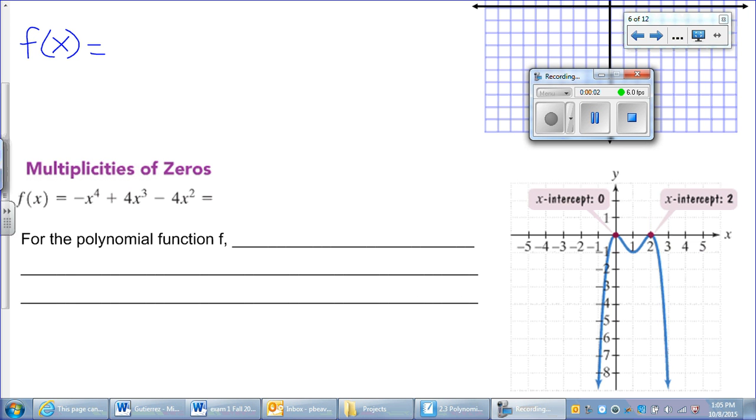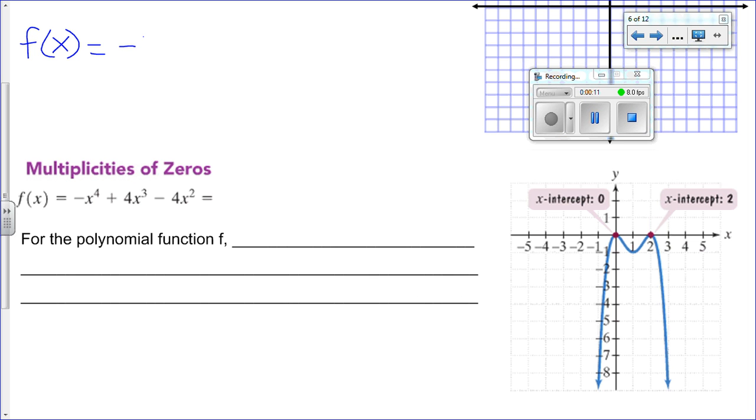This video will cover section 2.3, part 2. So last class we left off on problem number 6, so we're going to start from there. And we have here negative x to the 4th power plus 4x cubed minus 4x squared.